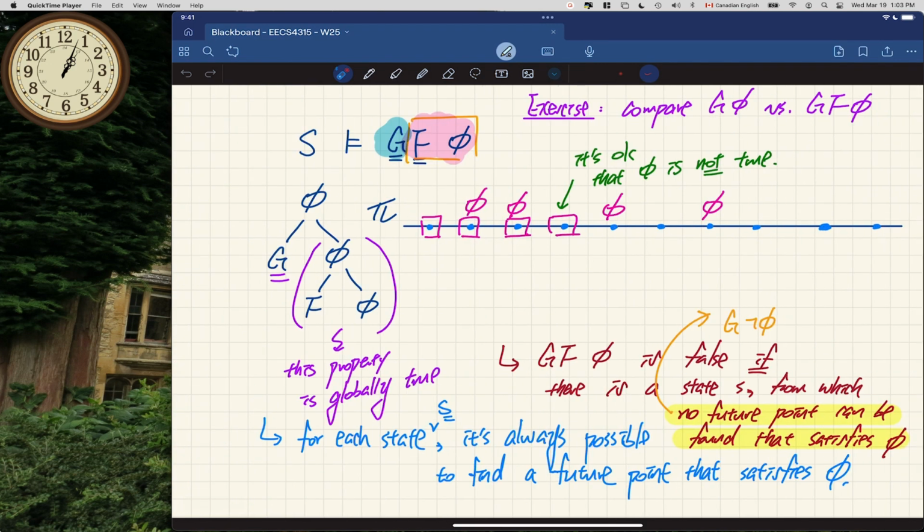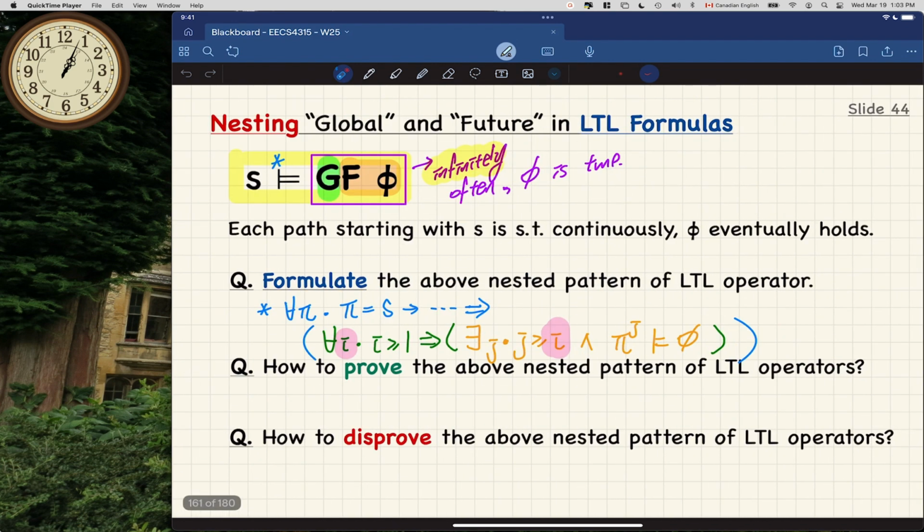And we spoke about another pattern here, which will be GF as opposed to FG. So the easiest way to understand GF is it's like infinitely often. It is continuously the case, always the case. You can always find a future point. So for every state, you can find some future point. For every state, you can find some future point, right? That's the way to understand it. Right? And then you can look at the formulation here. All right, that's something we said last time. Let's review that very quickly, and then we can talk about proving it and disproving it.